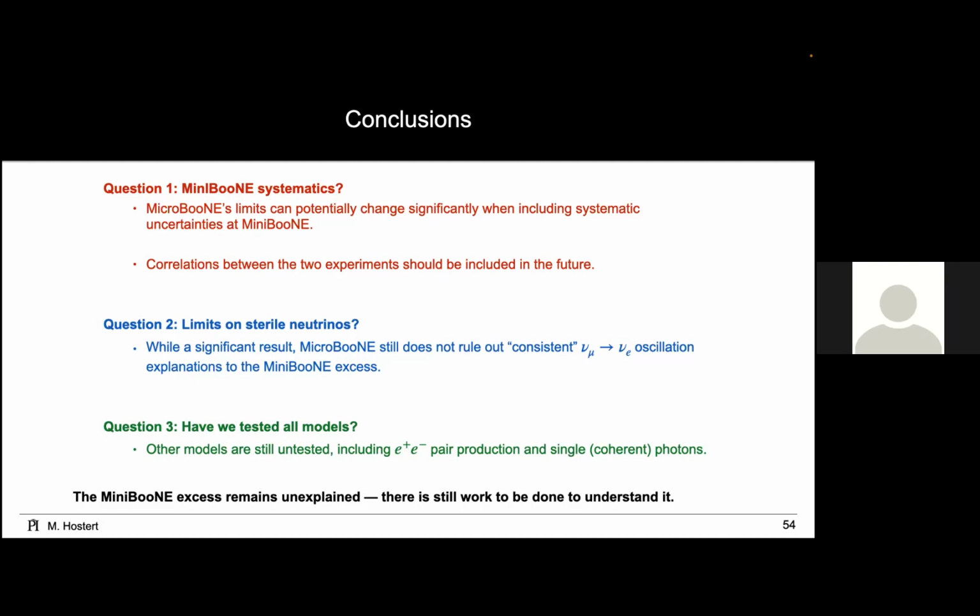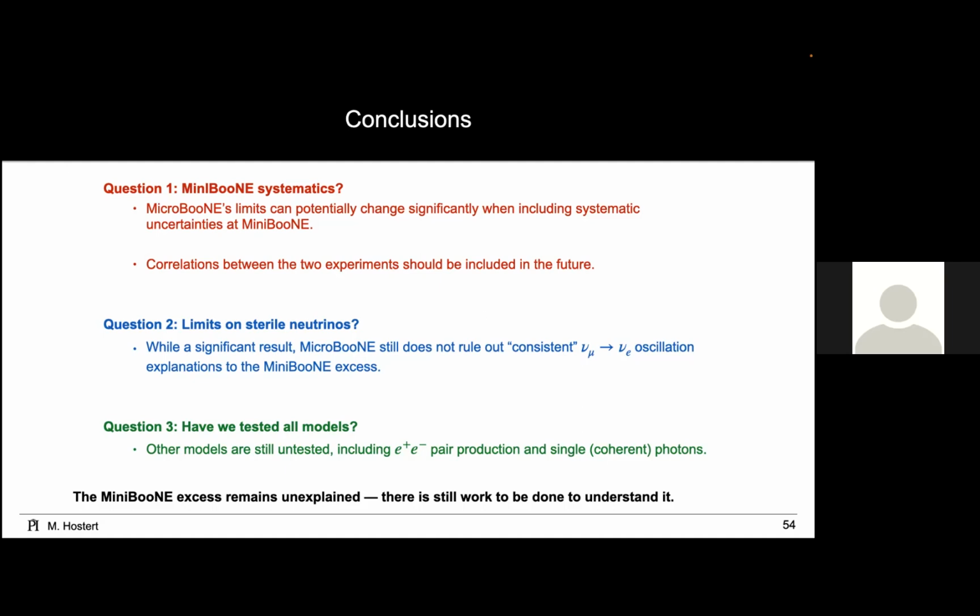Oh, yes. So what's the future? Like, for example, with MicroBooNE data set or any of the future. Right. Can you repeat this question? The question is, what is the future and how can we test this at other neutrino facilities? The sterile solution.